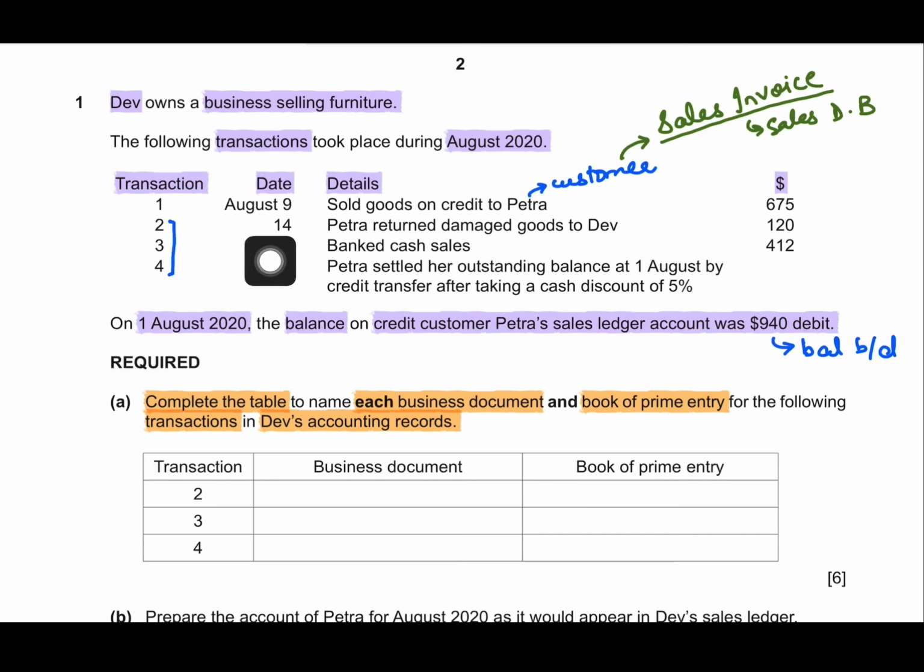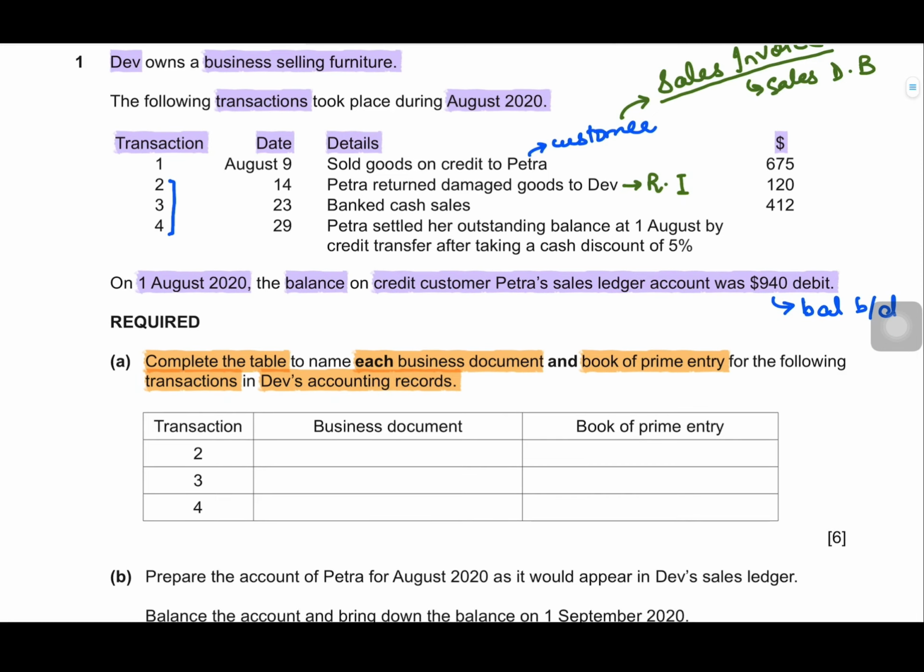So let's move to transaction number 2, which is happening on August 14. Petra returned damaged goods to Dave. Okay, so this is what for Dave? This is returns inwards for Dave and returns outwards for Petra. So returns inwards means the goods are coming back to the business. So first of all, in which book of original entry should Dave record this transaction? In a returns day book, right? Now returns inwards or outwards? Returns inwards, of course, because the sales are now being returned to him. So returns inwards day book.